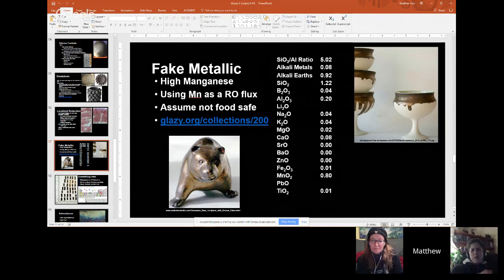I remember in the Glazes 1 talk you mentioned you didn't think these were food safe. Would this change your opinion about it? Well, first of all, there's the consideration of whether manganese is toxic or not. The toxicity of manganese is often overstated. People make a lot of assumptions about whether or not manganese is toxic.